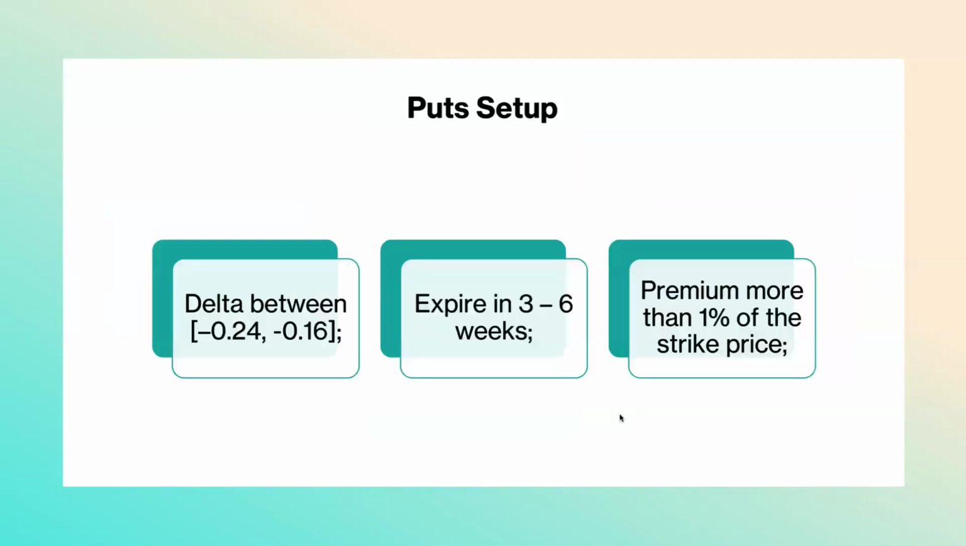Okay, finally, we get into the real stuff. How do you sell puts and make profits? My strategy is to choose a delta between minus 0.24 to minus 0.16. So the strike price is usually 5 to 20% lower than the current stock price. And the trade expires in 3 to 6 weeks, so it gives you some time to maneuver. And I make sure the premium is more than 1% of the strike price.